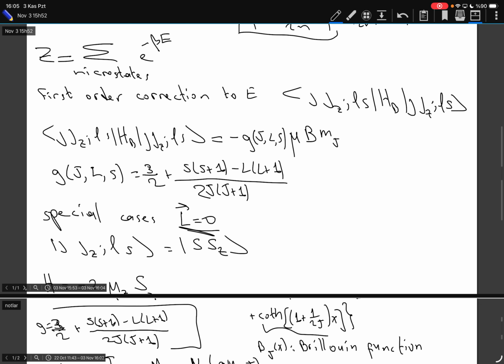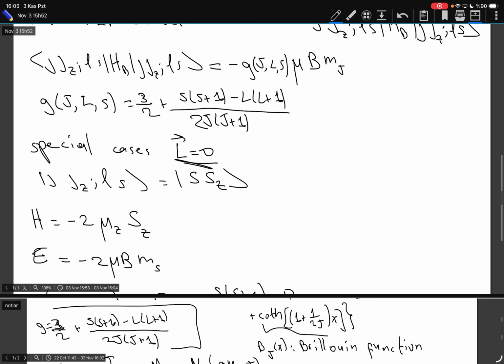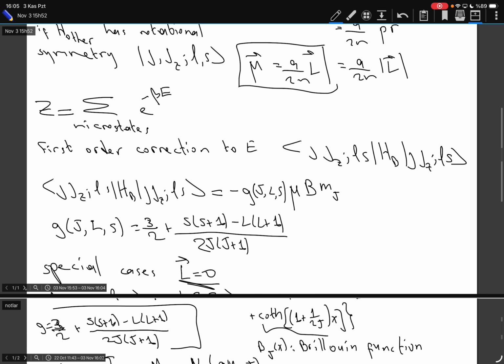So let's just take this result. This is our energy of the system, the energy due to the magnetic degrees of freedom. So what does this tell us?